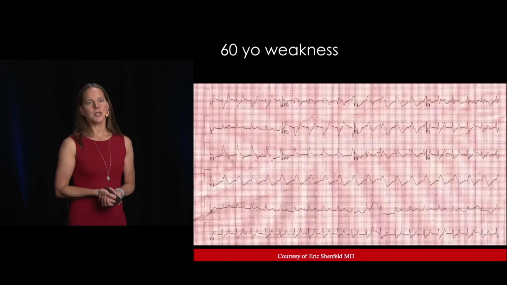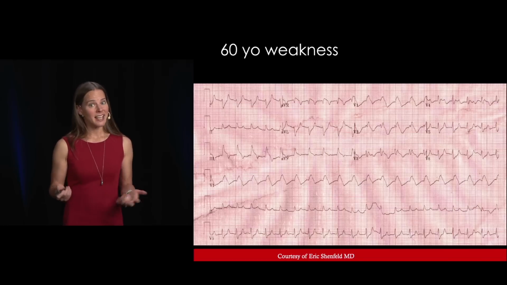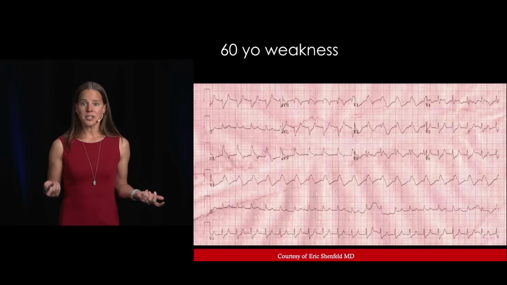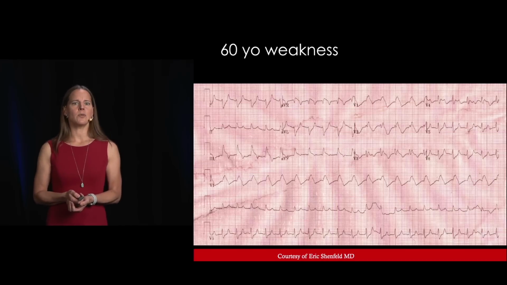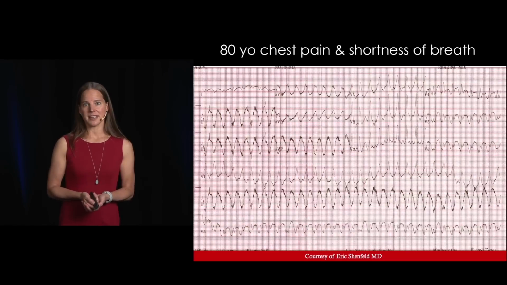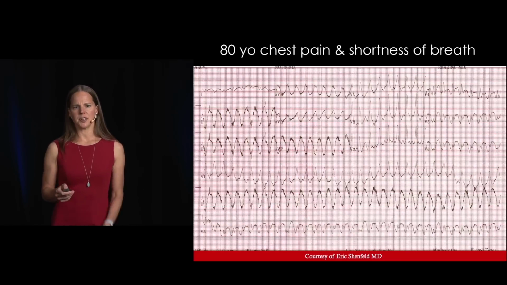This is a 60-year-old with weakness. You'll notice that it's wide, it's fast, and it's actually really wide. So when you look at this ECG and you scrutinize it a little bit more, it's kind of bizarrely wide. So this is hyperkalemia. Here's another wide complex tachycardia, an 80-year-old with chest pain and shortness of breath.